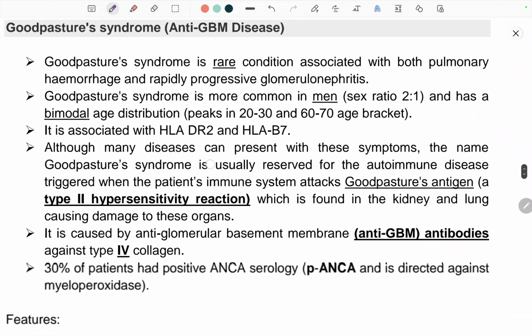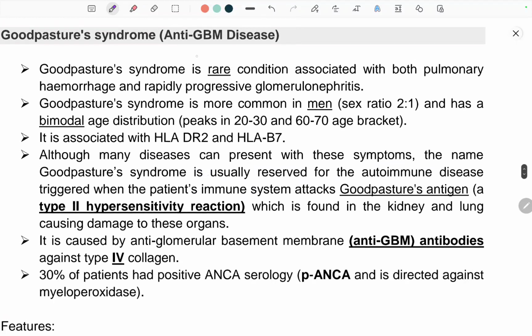Goodpasture syndrome. Goodpasture syndrome, also called anti-GBM disease, is a rare condition associated with both pulmonary hemorrhage and rapidly progressive glomerulonephritis. Goodpasture syndrome is more common in men. Sex ratio is 2:1 and it has a bimodal age distribution, peaking at 20 to 30 and 60 to 70 years of age. It is associated with HLA-DR2 and HLA-B7.